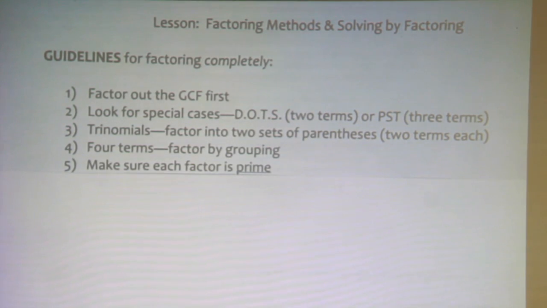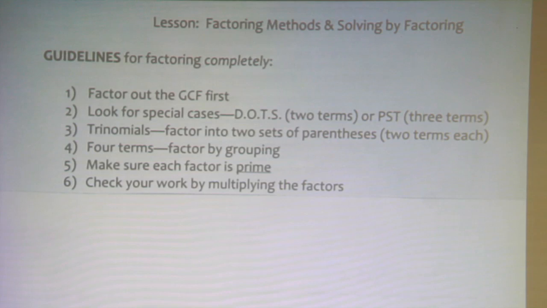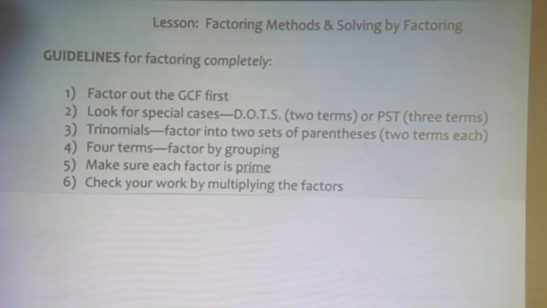And once you're done factoring, you want to make sure that each factor is prime. What that means is that in each set of parentheses, the terms have nothing in common. Lastly, you can check your work by multiplying the factors back out to see if you get what you started with. Okay, we're going to do 2 examples together.